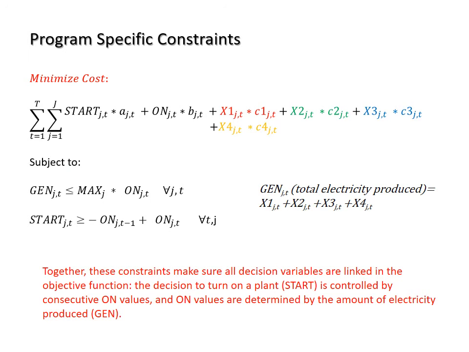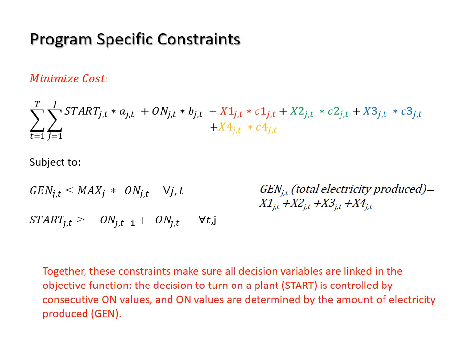So if we put these two new constraints together, what it effectively does is link all of our decision variables in a way that the value of the x's determines what the value of the ons are, and the value of the ons determines what the value of the starts are, right? So we have an internally consistent way of modeling the behavior of the plant that translates accurately to particular values in our decision variables, which ultimately we're trying to minimize, right?